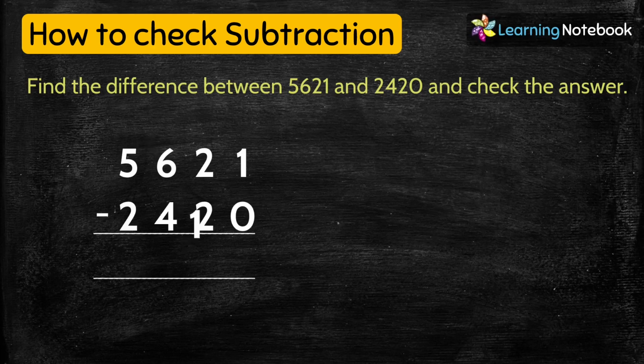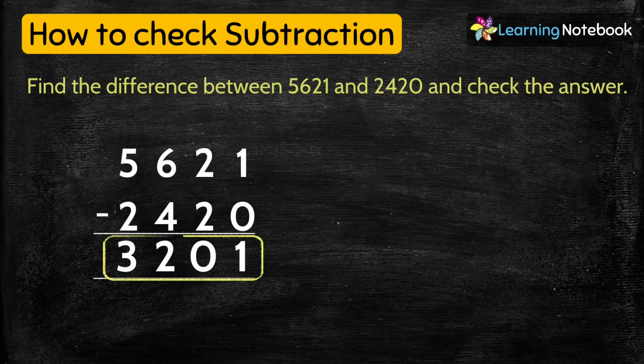1 minus 0 equals 1. 2 minus 2 equals 0. 6 minus 4 equals 2. And 5 minus 2 equals 3. So we have got the difference as 3201. Now students, to check this answer, we will add this difference and the subtrahend, which is 2420.